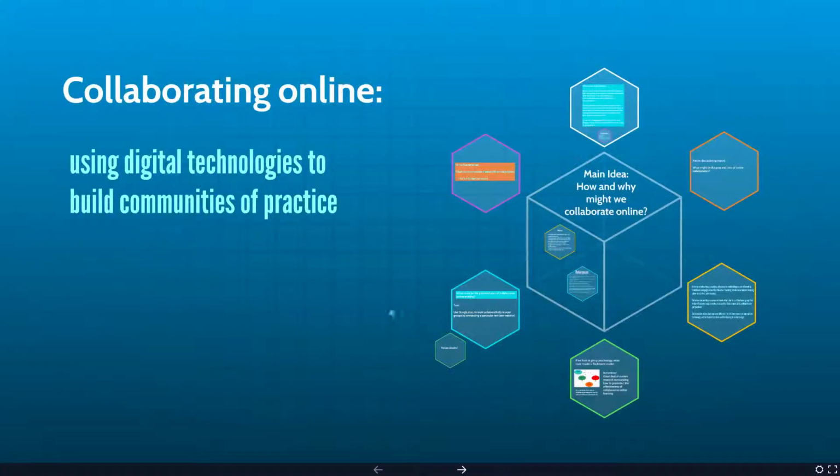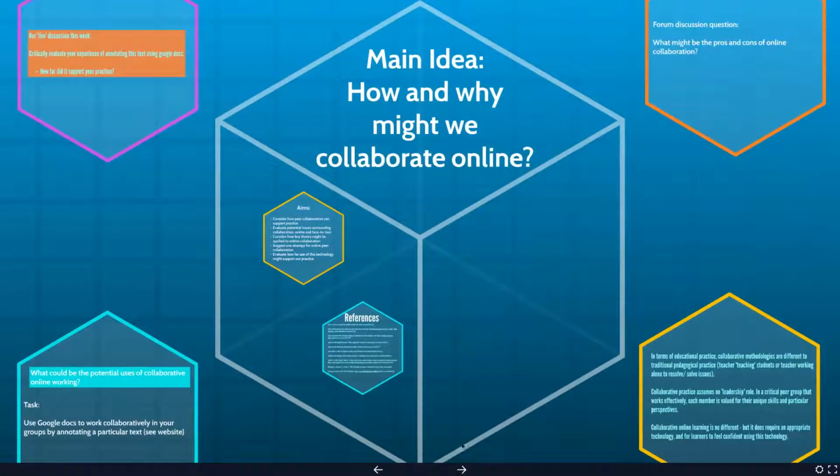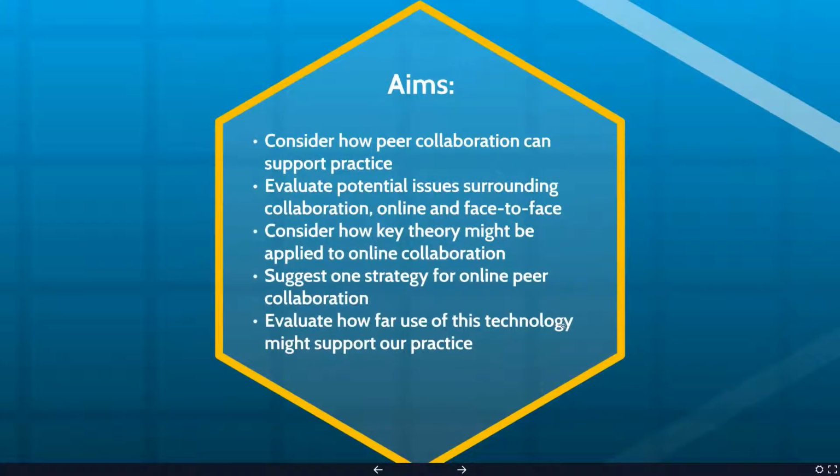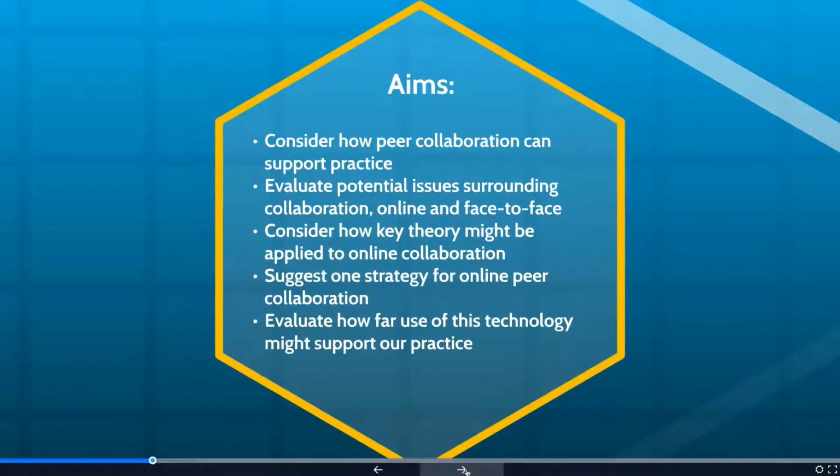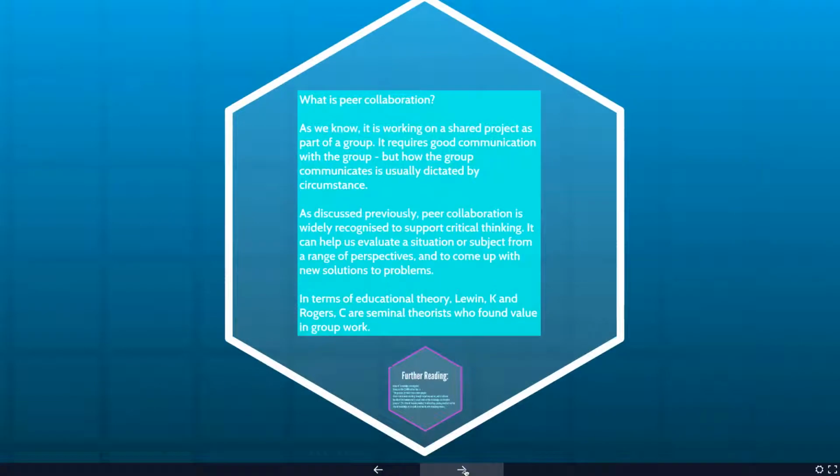Hello. This week we're going to be looking at this idea of online collaboration, and we'll look at whether we can use digital technologies to build communities of practice. So our main idea is how and why might it be useful to collaborate online, and within that we're going to be looking at how we could evaluate the potential issues surrounding collaboration and look at how key theory might fit into this model. I'll be suggesting one particular strategy for online peer collaboration, and again I'll be saying, well, let's think about how well using technology supported our practice or how it might support our practice.